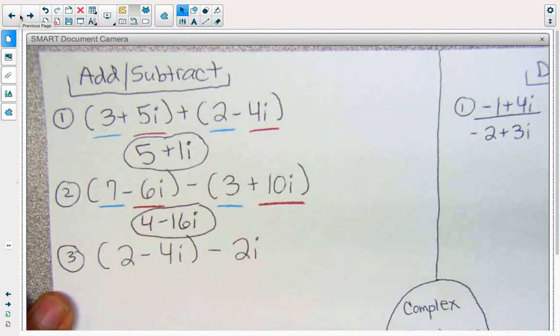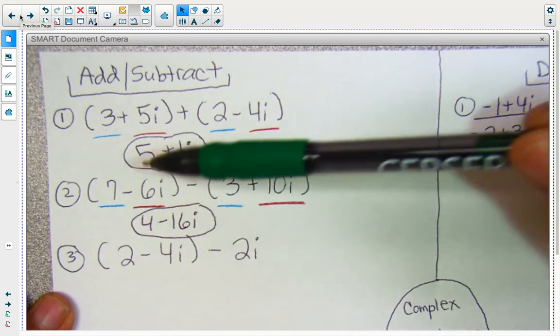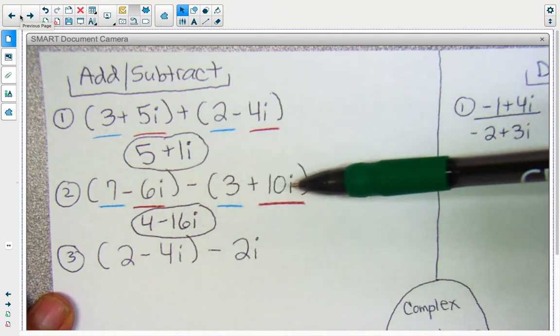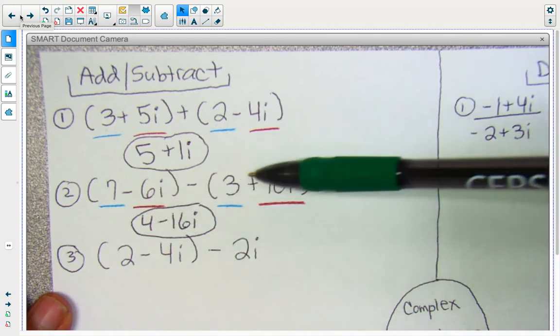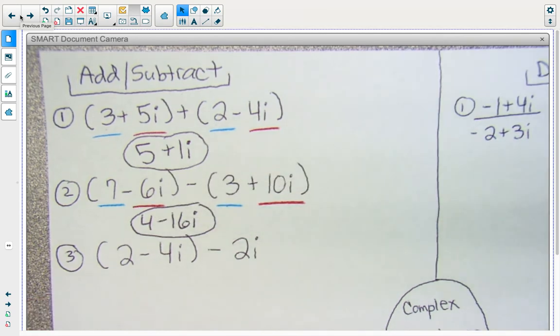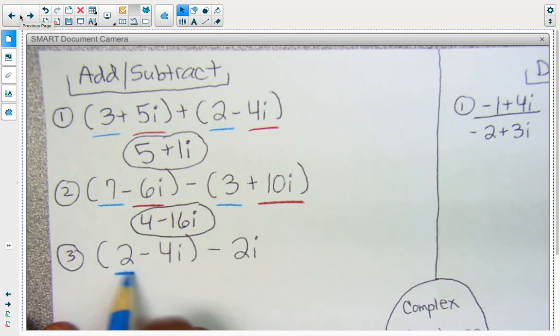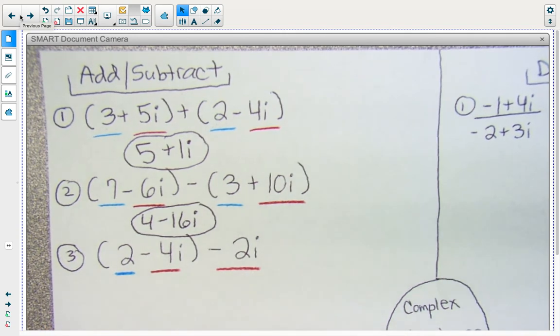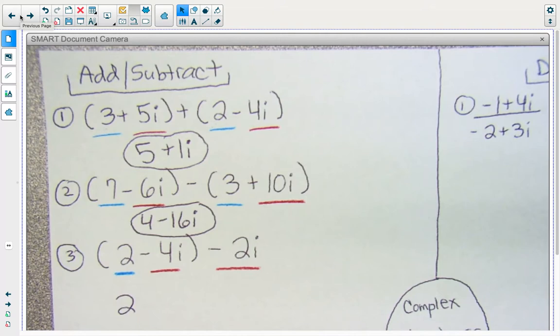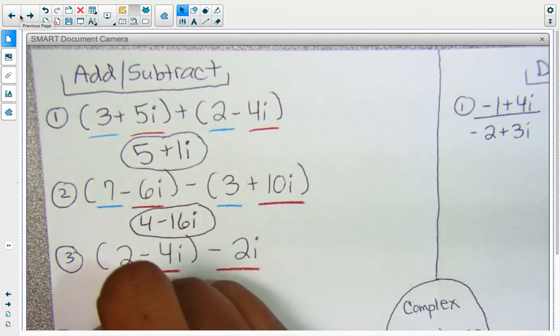When you type that in the calculator, if you're doing the subtraction there, you would type in negative 6 minus 10. So 7 minus 3 is 4, and negative 6i minus 10i gives me negative 16i. Let's try one more. Down here, I only have one part that's real, and that's the 2. Then I have these imaginary sections here. So the 2 is going to come straight down because nothing goes with it. And negative 4i minus 2i is negative 6i.